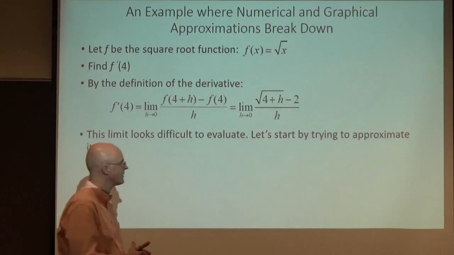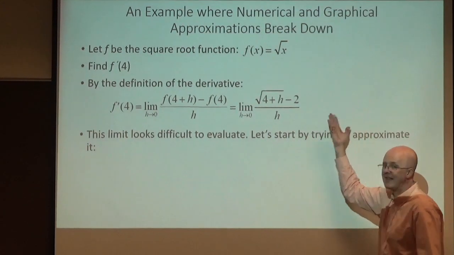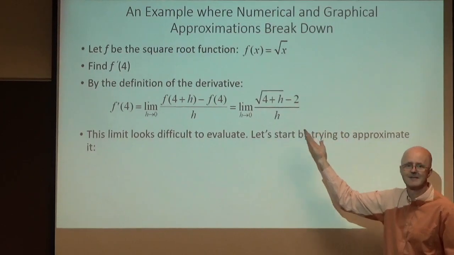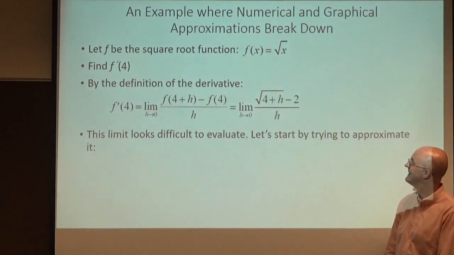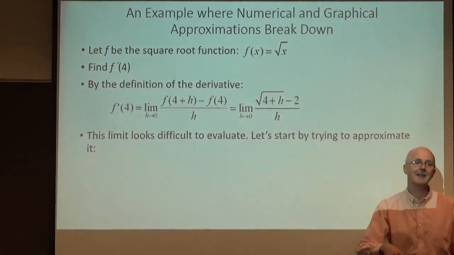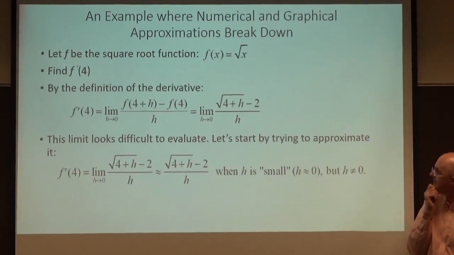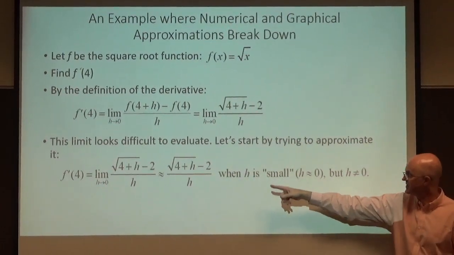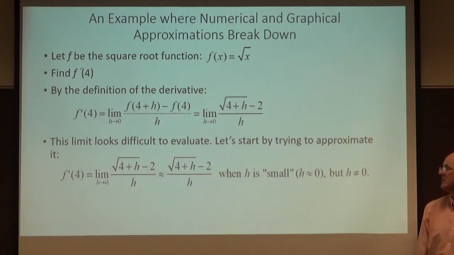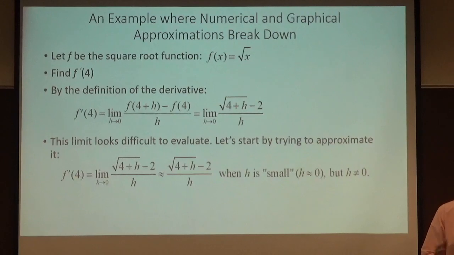This limit, though, looks kind of difficult. How in the world are we going to calculate that limit? What do you do with the square root? It should feel kind of difficult. So instead, you might try approximating. Get rid of the limit sign and just write the fraction. The limit should be approximately equal to the fraction when h is small. And when I say h is small, what I mean is close to 0, but not equal to 0. We can't plug in 0 here because we'd be dividing by 0, and we don't want to do that.